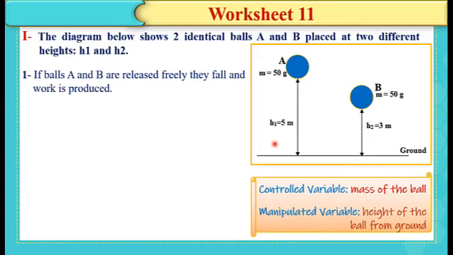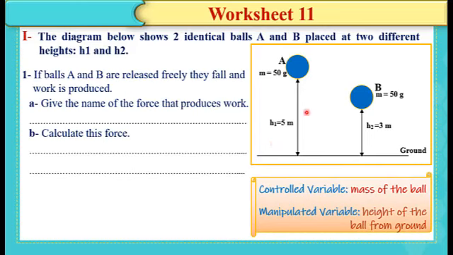Let's try solving the exercises. If balls A and B are released freely, they fall and work is produced. Give the name of the force that produces work. What do you think? The name of the force is the weight or gravitational force. Excellent. Since the ground attracts both balls.